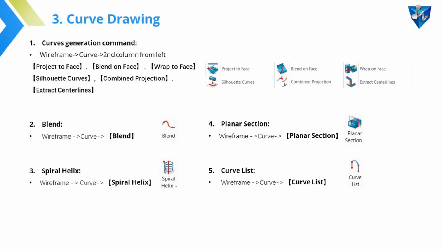In the third part, we will check the functions in curve drawing. This page shows the most commonly used curve drawing commands in the ZW3D wireframe module. The first type is the curve generation commands, which can be found in the second column from the left of the curve menu. In the following slides, I will introduce project to face, blend on face, wrap to face, silhouette curves, combined projection and extract centerlines. Moreover, this tutorial will also introduce the blend, spiral helix, planar section, and curve list curve drawing functions.